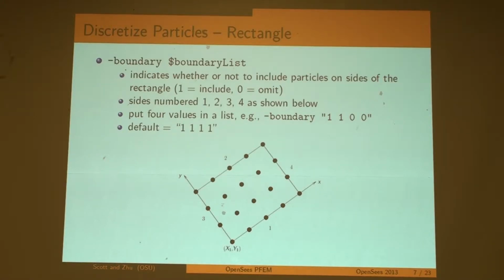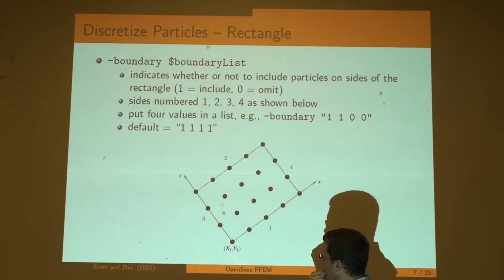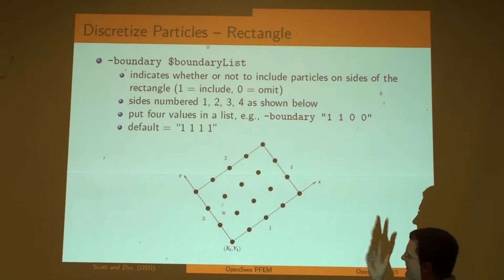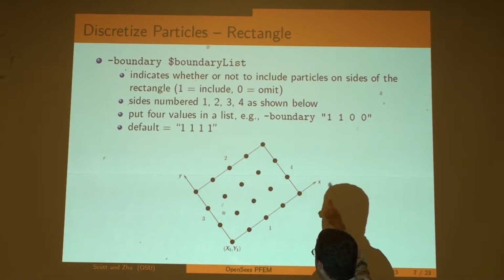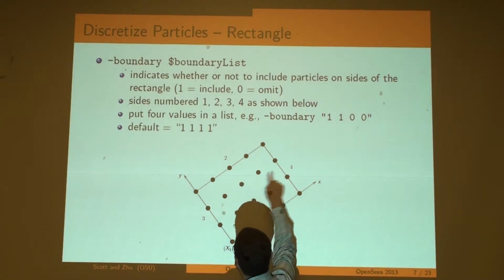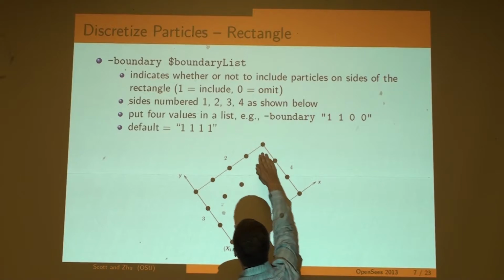Okay, and then the boundary list indicates whether or not to include particles on the sides of the rectangle. Because for triangulation reasons, we can't have particles overlapping each other, so we have to jitter or offset the particles manually, or just tell the discretize command not to discretize along an edge. So one is include, 0 omit. By default, we discretize on all boundaries, but if we give a boundary code of 1100, then we would only discretize on sides 1 and 2, but not 3 and 4. So these particles would go away, and these particles would go away.